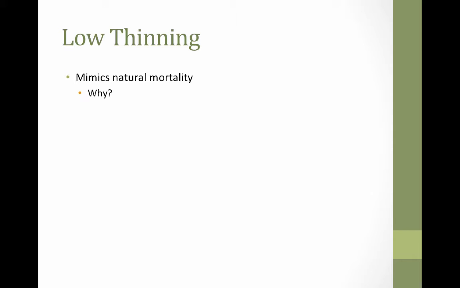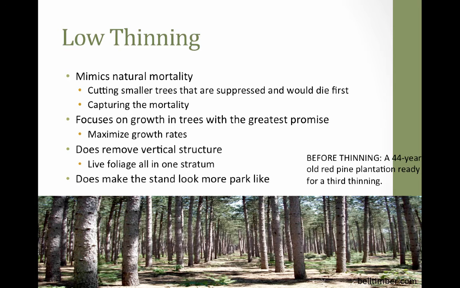So why does it mimic this natural mortality? You're basically cutting smaller trees that are suppressed and would die first. You're removing the trees that have the most likelihood of dying. They're suppressed, they have small crowns, they have small diameters, they're not getting enough light. So you're removing those trees, basically capturing this mortality, and you're focusing on growth in trees with the greatest promise to maximize growth rate.